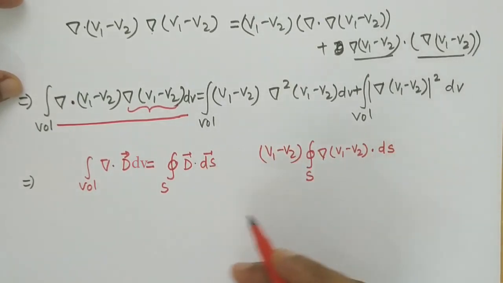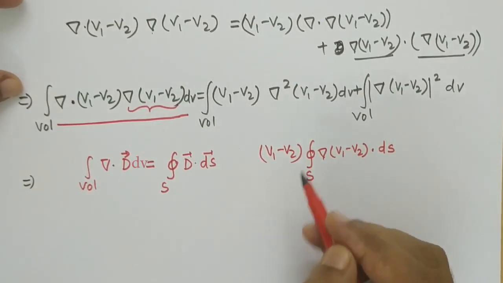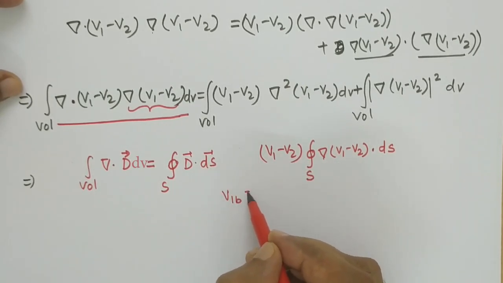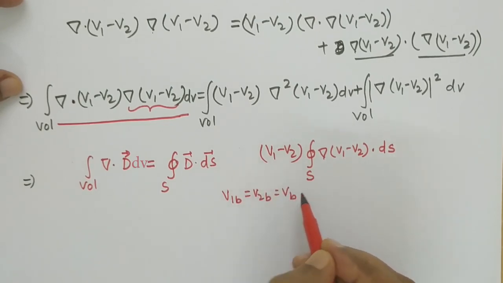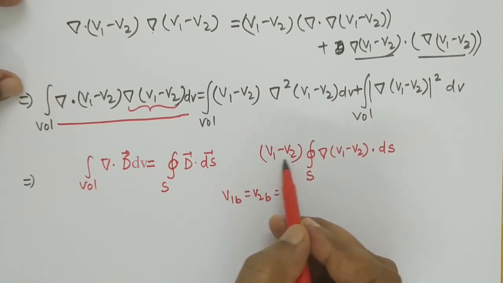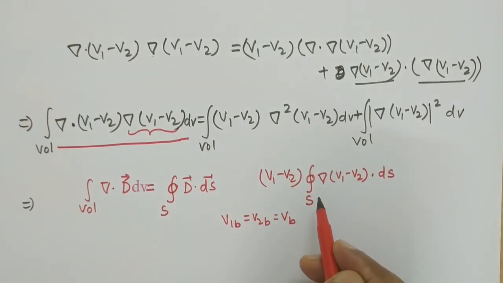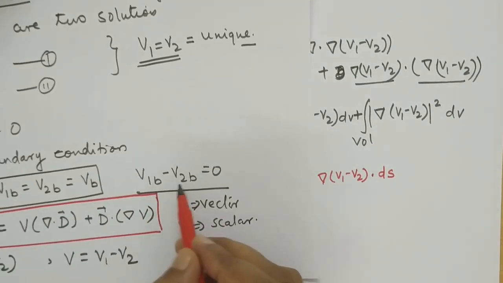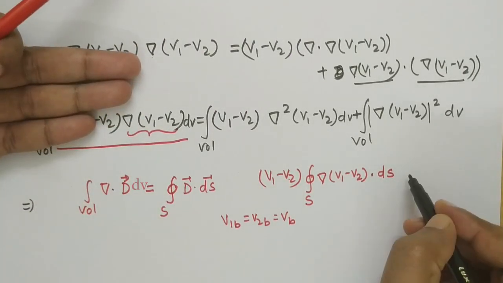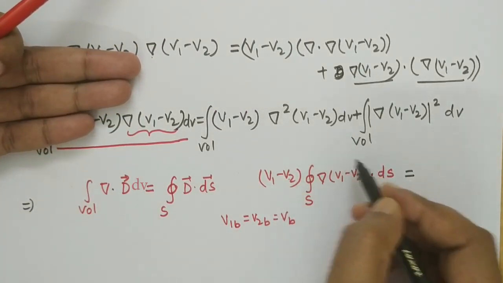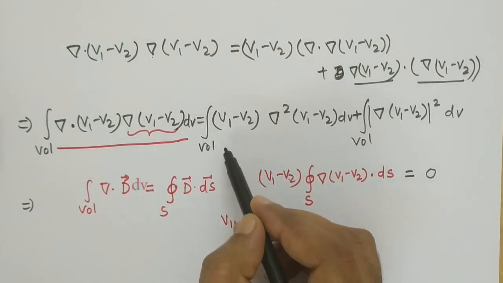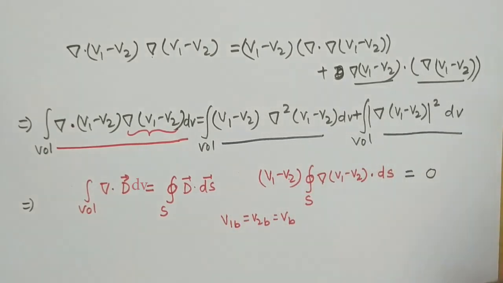Now if it is a closed surface, there will be value on the surface boundary, and that boundary condition is v1b equal to v2b equal to vb. So if we put in place of v1, v1b, in place of v2, v2b, and take the difference, the difference was 0 because both values are same. So we can apply that here and we can say that surface integration of this function is going to be 0. So LHS is 0.